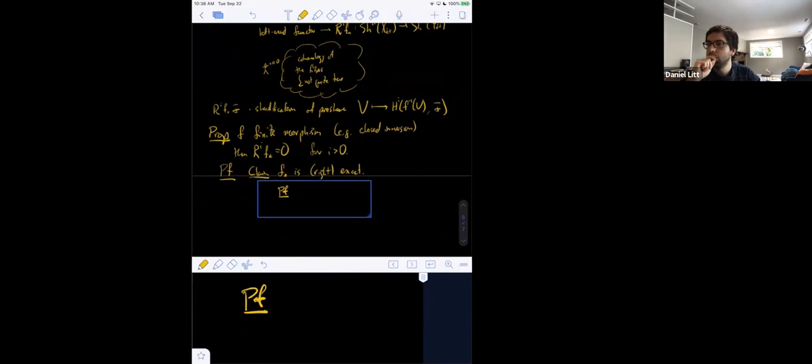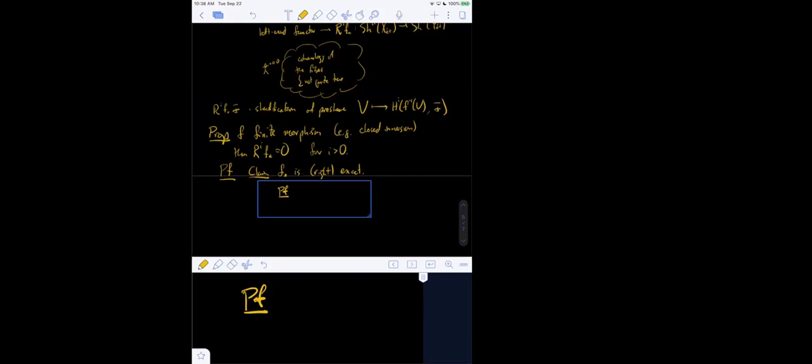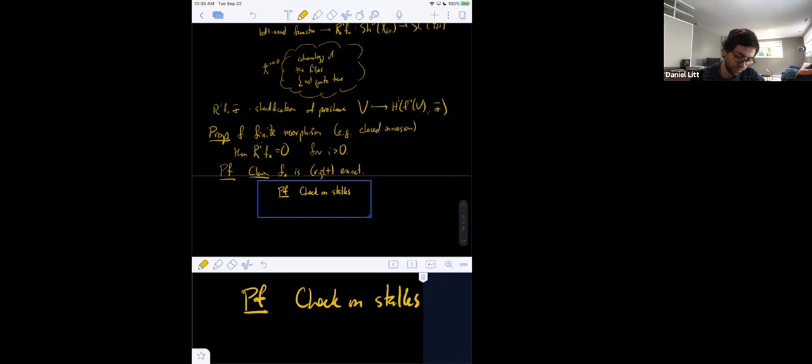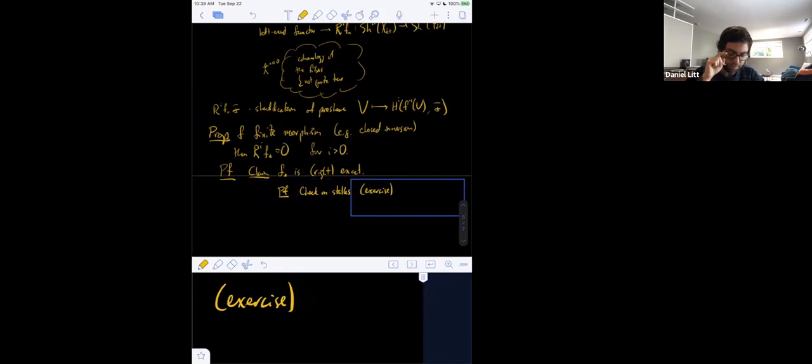So how do you check exactness of a short exact sequence of sheaves? You do it on the stalks. Yeah. So the idea is to check on stalks. Okay, and I'll leave this as an exercise to you. So the point, and this is not totally trivial, but it's not too hard, is to explicitly compute the stalks of this pushforward along a finite morphism.